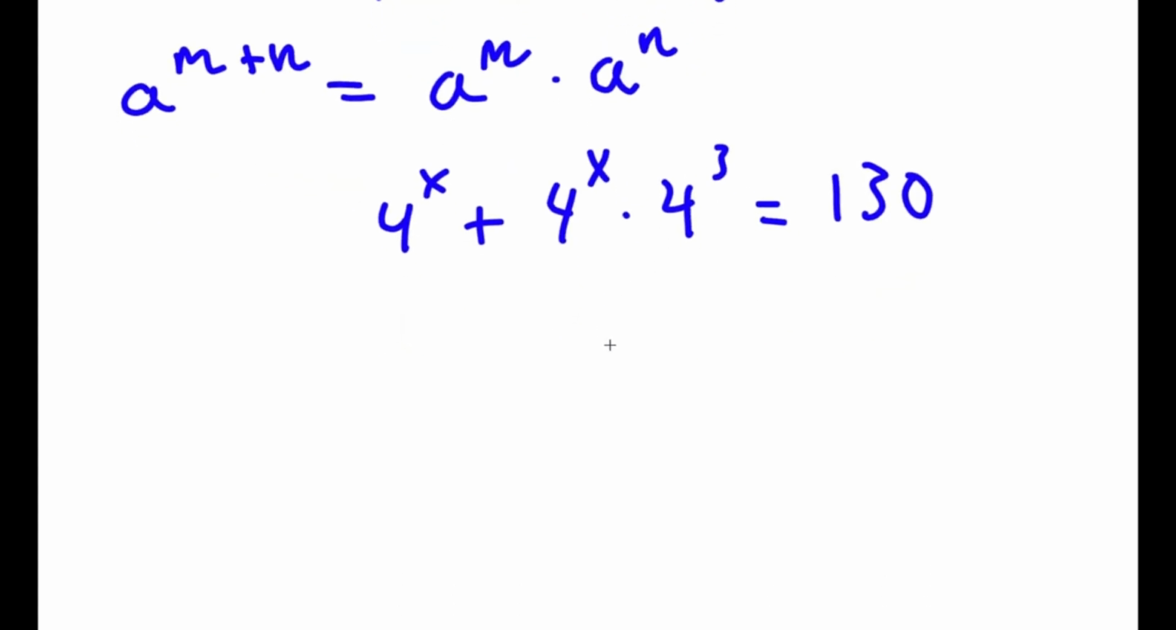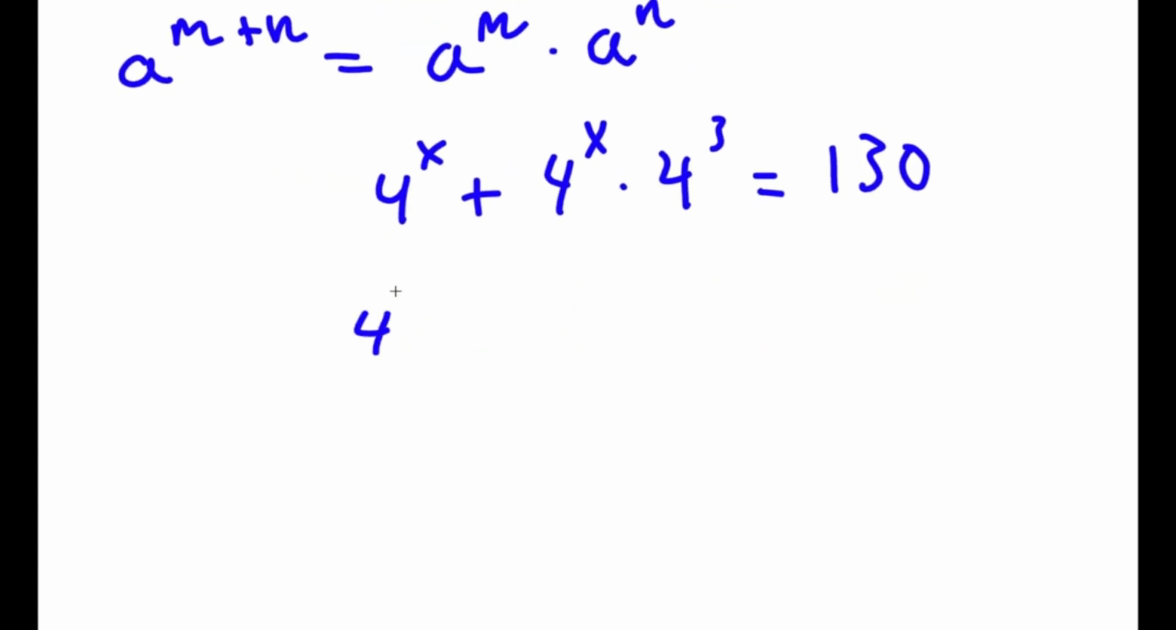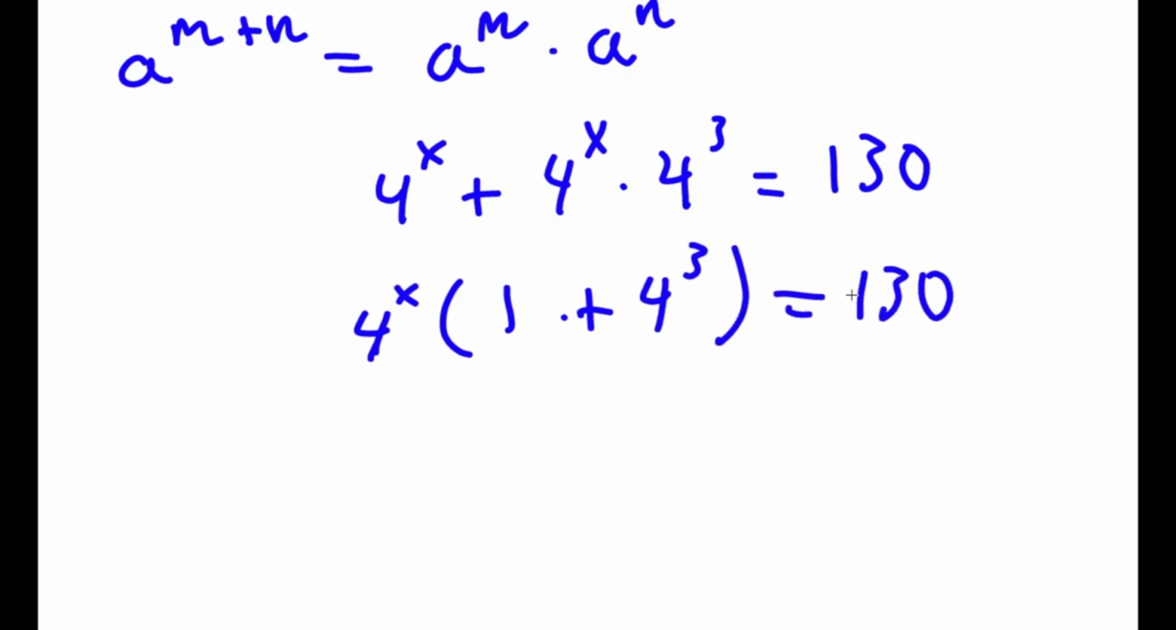Now from here, what I'm going to do is factor out 4 to the power of x. So now I have 4 to the power of x times, well, 4 to the power of x divided by 4 to the power of x is 1. So I have 4 to the power of x times 1 plus, now 4 to the power of x times 4 to the power of 3 divided by 4 to the power of x, simply just 4 to the power of 3. Now this is equal to 1/3.